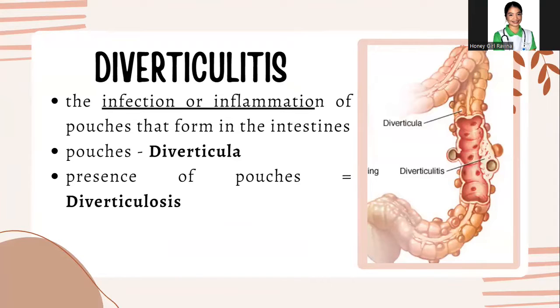So, diverticulitis is the infection or inflammation of pouches that can form in the intestines. These pouches that form are called diverticula. They are generally not harmful and can show up anywhere in the intestines. When there are diverticula in the intestines, it is called diverticulosis, not to be confused with diverticulitis, which is the infection or inflammation of the diverticula. Sometimes diverticulitis is minor, but it can be severe with a massive infection or perforation of the bowel.